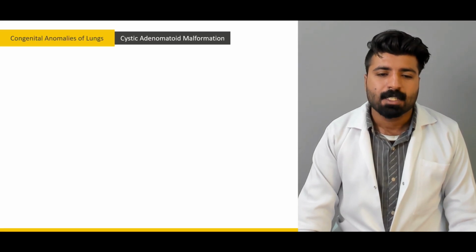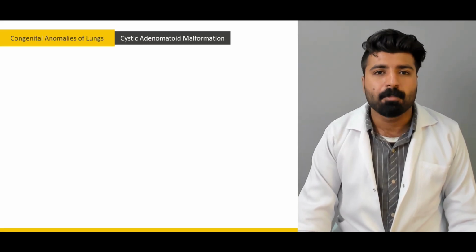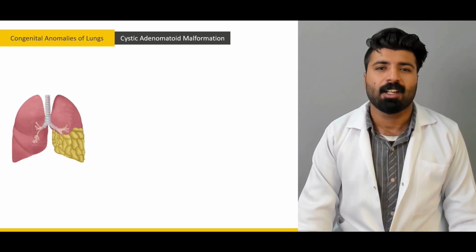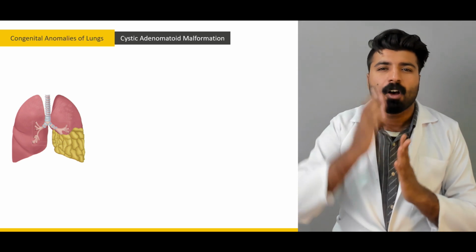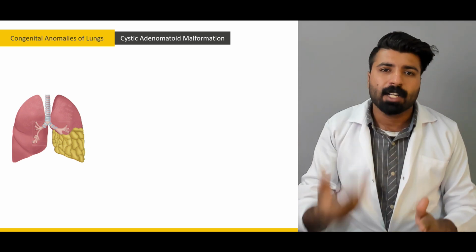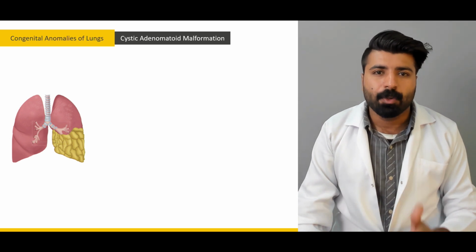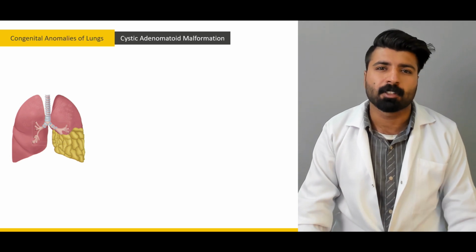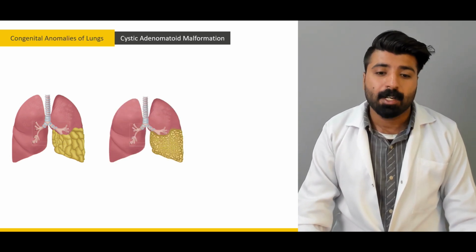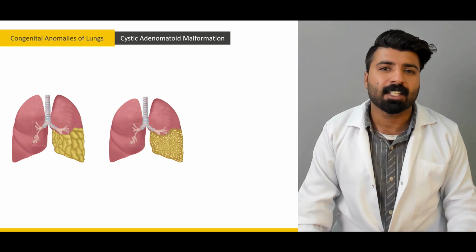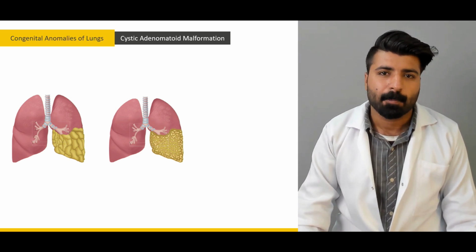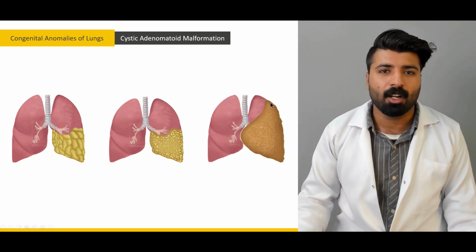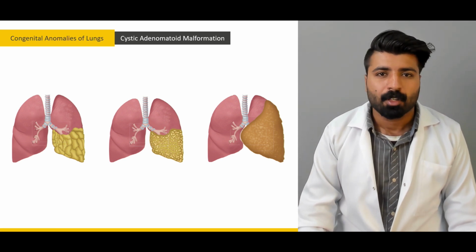Next on, we have cystic adenomatoid malformations. What are the cystic adenomatoid malformations? It's actually a cyst which appears inside the chest cavity during the fetal period. Most probably it appears just before the birth. But it keeps on increasing in its size. It keeps on enlarging. And at the end, it might contain the whole lung. It might affect the whole lung. It might surround the whole lung.